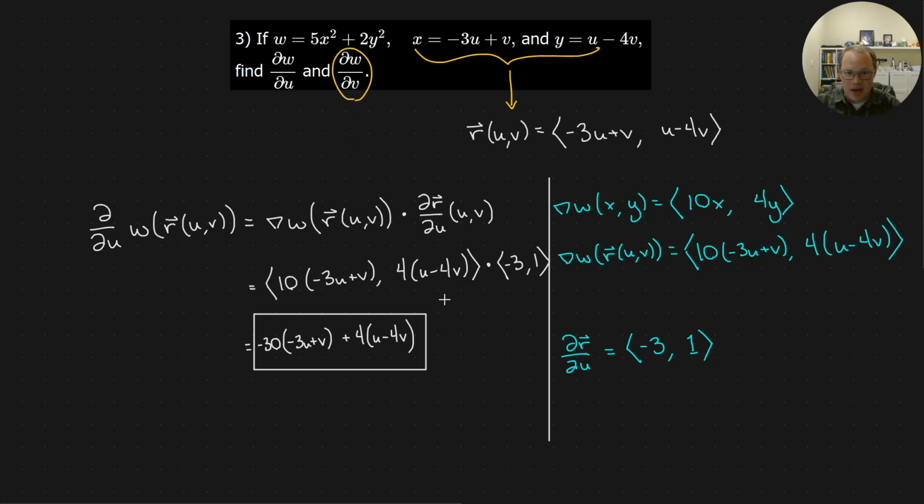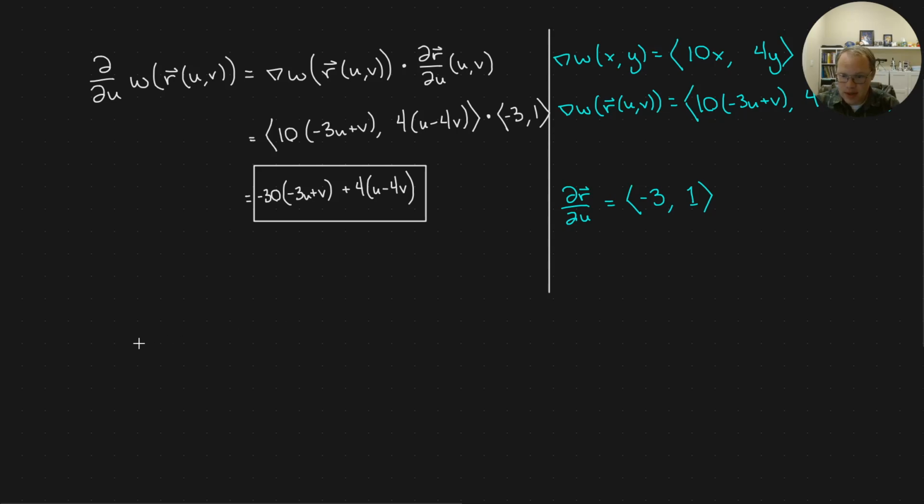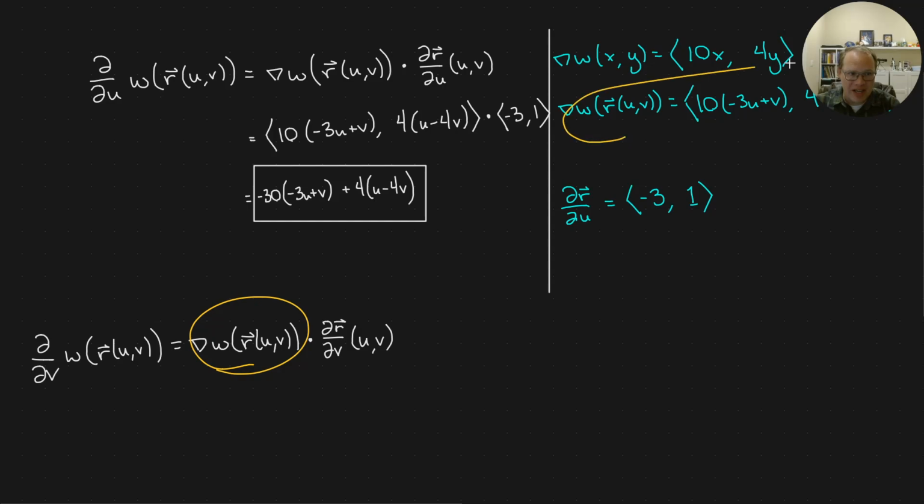Let's now find the other one. Okay, so to find the partial derivative of w with respect to variable v, we again need the gradient of w. And we're going to take the dot product of that with the partial derivative of r with respect to variable v. Okay. Now notice the gradient of w, we've already calculated that. The same gradient. Okay. The only difference is now we need the partial derivative of r with respect to v instead of with respect to u.